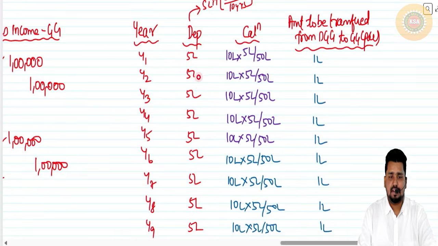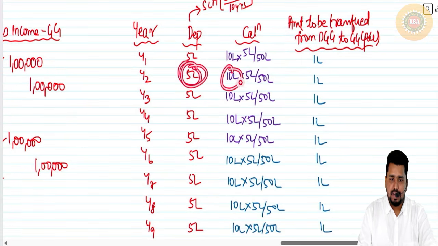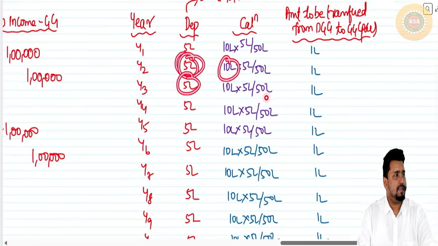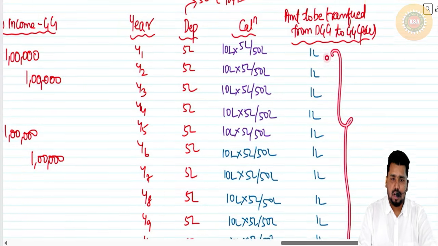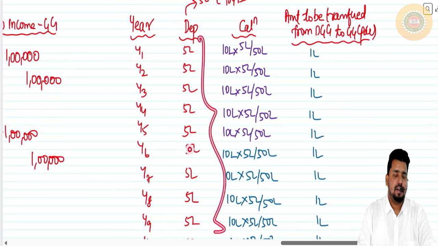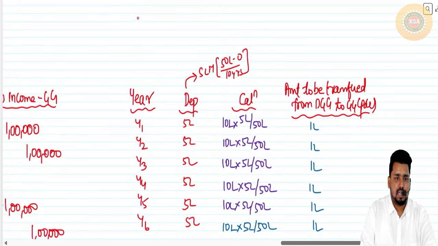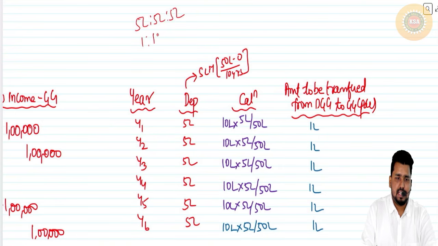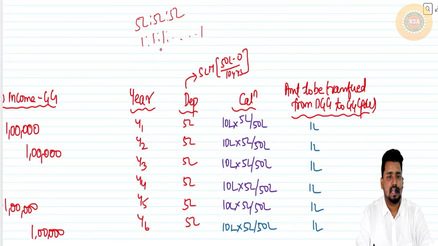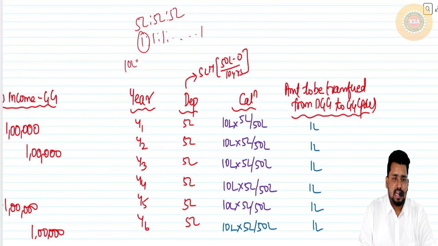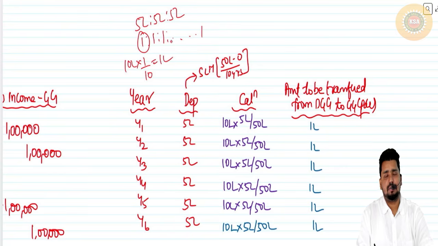Therefore, every year I will take 10 lakh into 5 by 50. Since it is SLM, the depreciation in all the years will be 5 lakhs, 5 lakhs, 5 lakhs, which is nothing but 1:1:1:1, like that, for 10 years. For each year, I will do 10 lakh into 1 by 10.